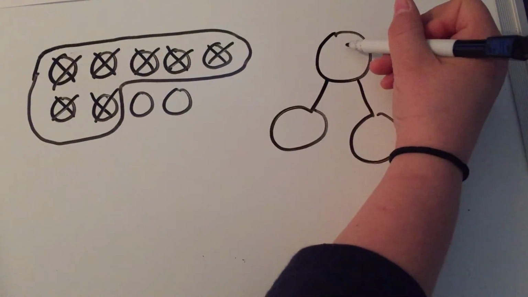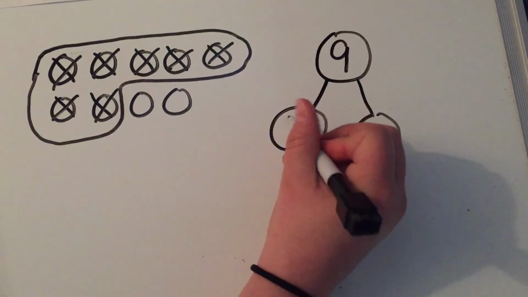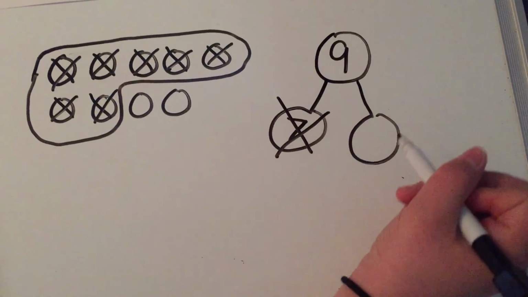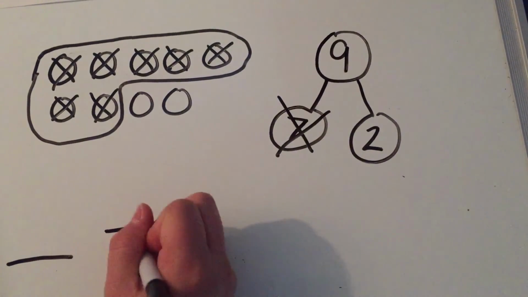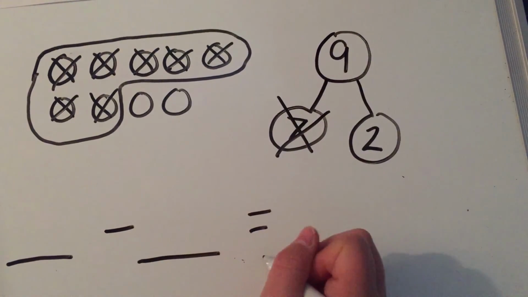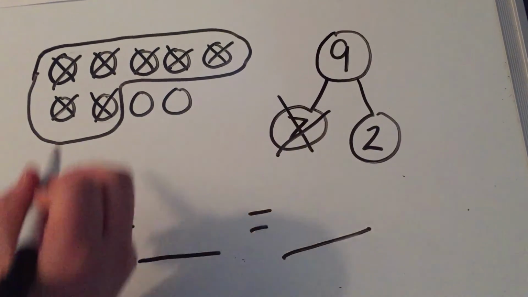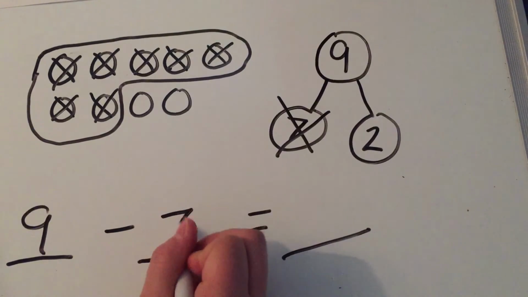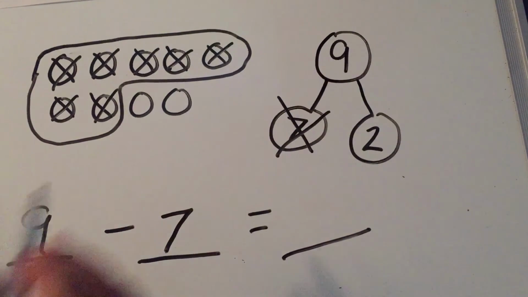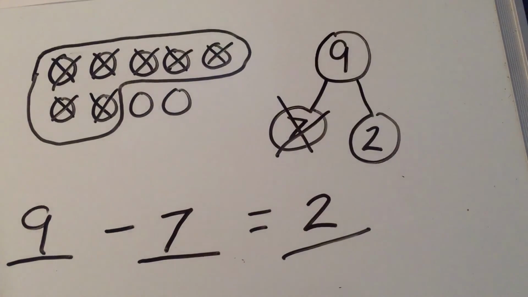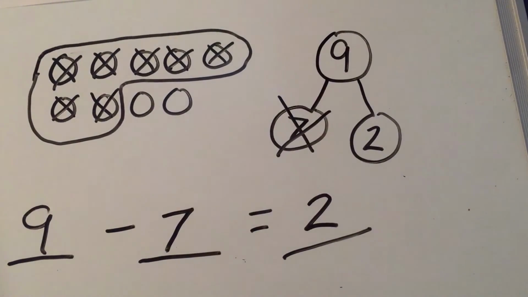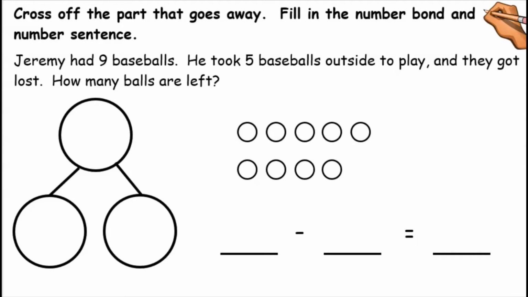We started with 9. We took away 7, and we have 2 left. Here is our subtraction sentence. What number are we starting with? 9. We had 7 that were green. Those were the ones that we took away because we wanted to know how many were not green, and that leaves us with 2.